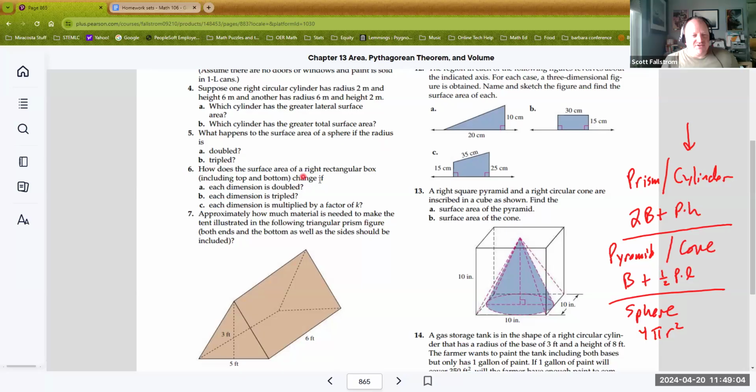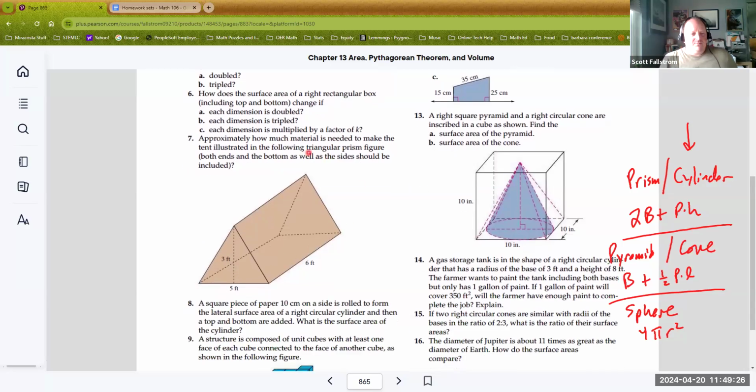Okay. How does the surface area of a right rectangular box, hey, that's a prism, change if each dimension is doubled, tripled, or multiplied by a factor of k? Again, same concept. Plug them in. My recommendation is go back to your dimensions that you would have had, plug in 2 times that dimension and replace them all and see what you get at the end.